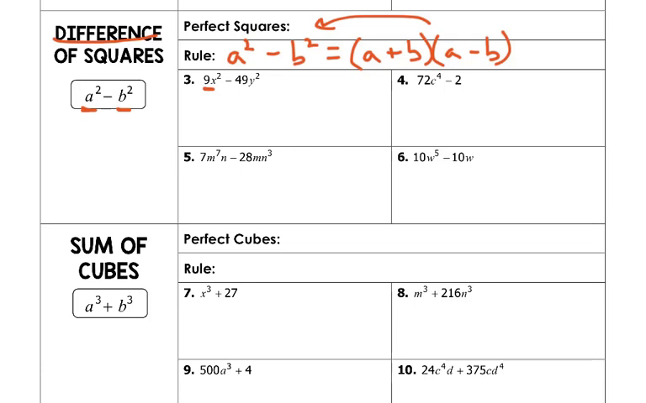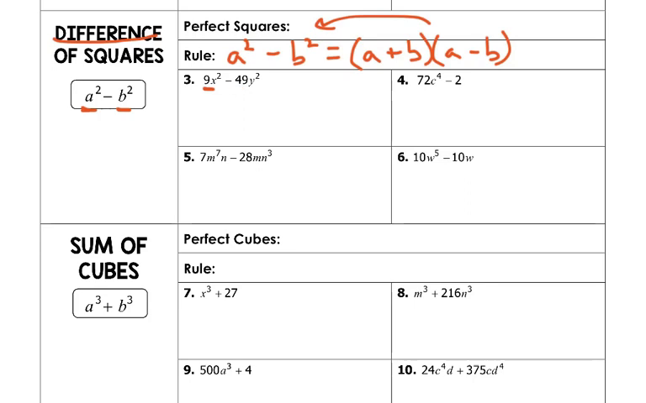And then 49y squared. Is 49y squared a perfect square? Well, 7 multiplied twice gives us 49, and y multiplied twice gives us y squared. So this as well is a perfect square. Now, how do we figure out what A and B are?